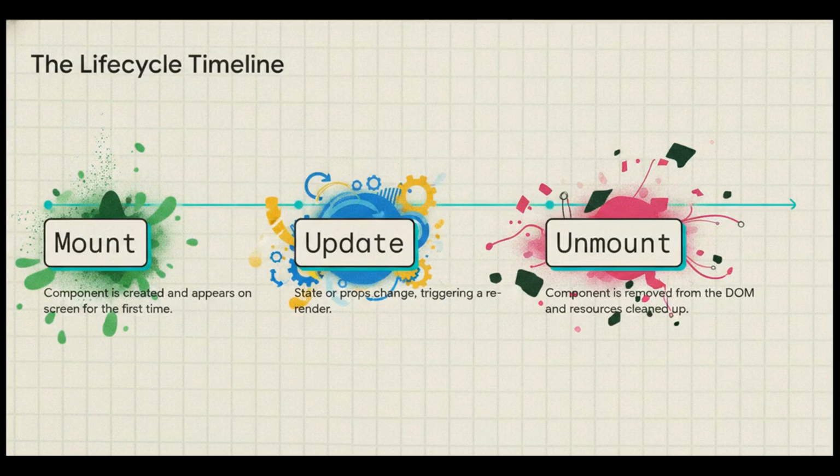Every single React component goes through 3 distinct stages. Stage 1 is the mount. This is when the component is created and first pops onto the screen. Stage 2 is the update, where state or props change, triggering a re-render. And finally, stage 3 is the unmount. This is when the component is removed from the DOM, and crucially, its resources must be cleaned up. Truly understanding this timeline is the absolute foundation of side effect mastery.